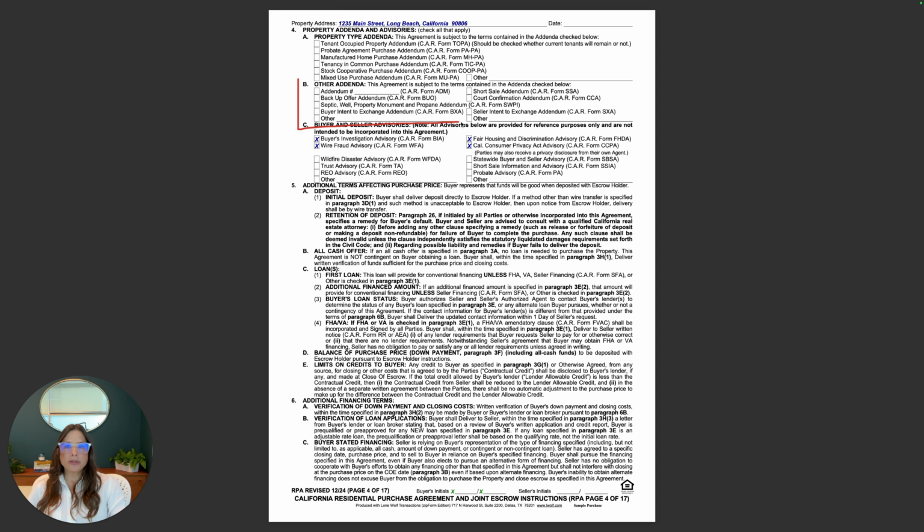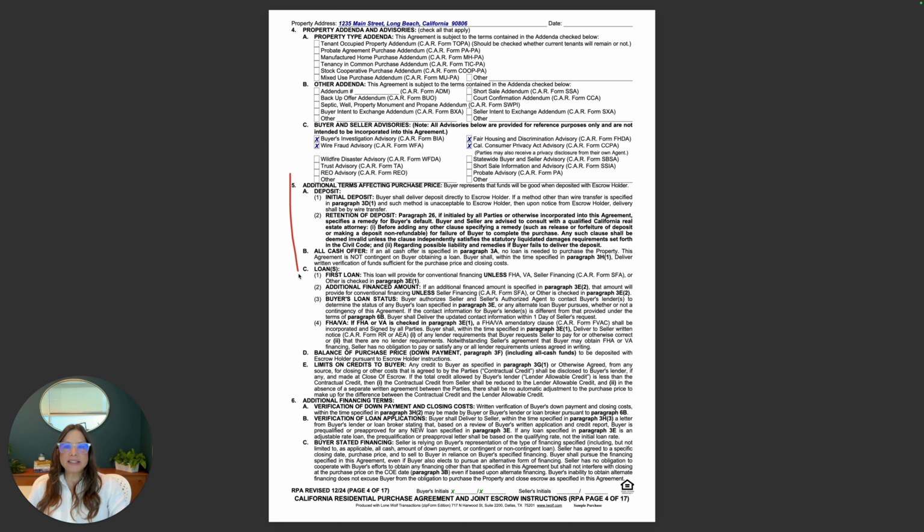Any other addendums here, we can go over all of this when we're writing an offer. They're very rarely used, but if they are a part of our contract, we'll go over those on a case-by-case basis. And then these are baked in. There are some other addendums at the end of this that we'll go over: Buyer's Investigation Advisory, Wire Fraud Advisory, Fair Housing Advisory, California Consumer Privacy Act. These are baked in. We cannot uncheck these because they are, wow, I'm bad at drawing, baked into the contract. I'll go over those as we subsequently see them.